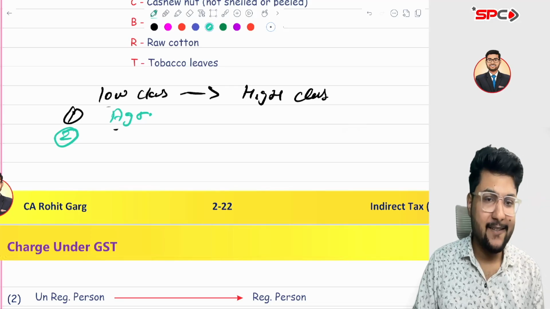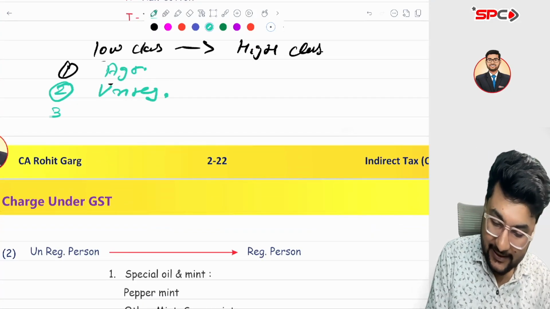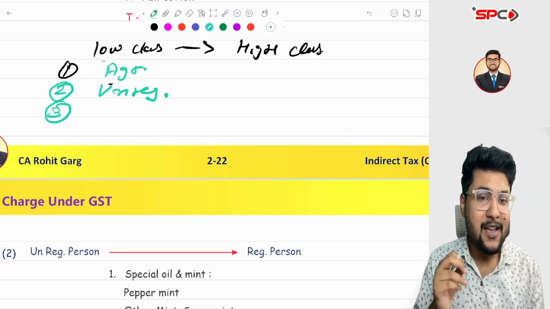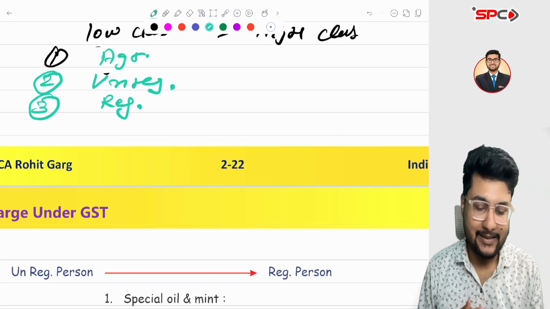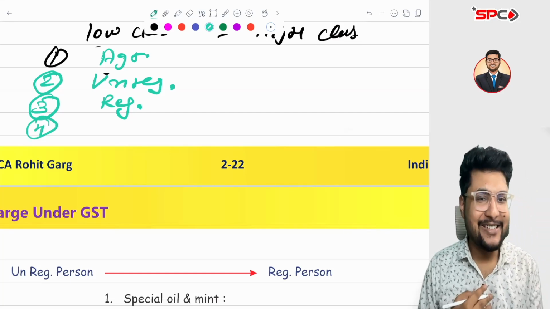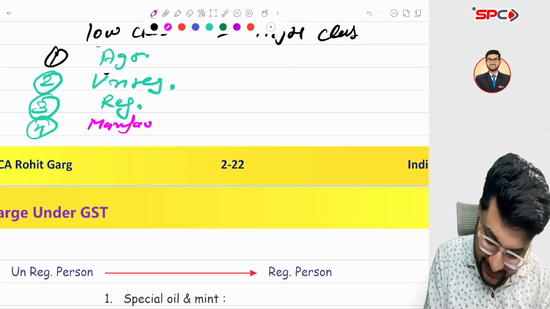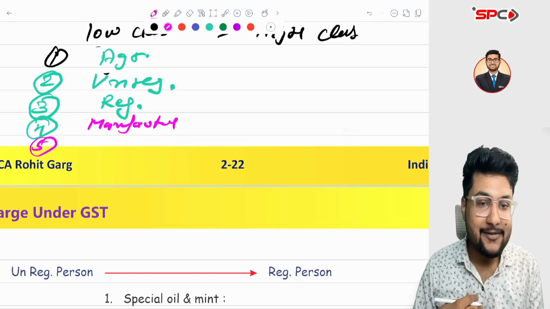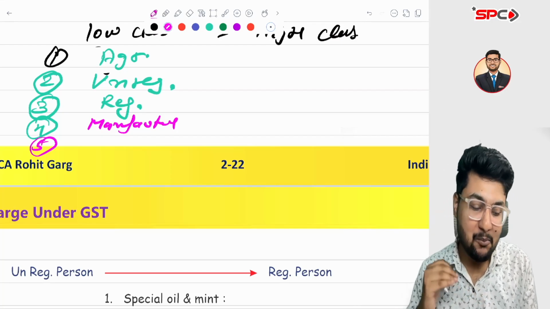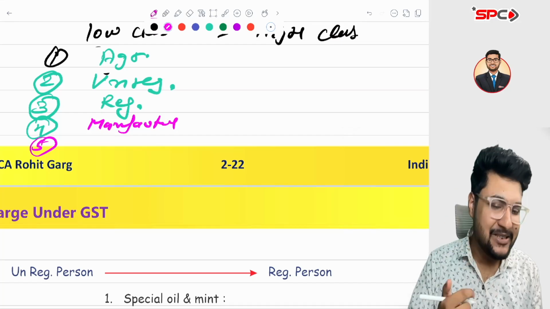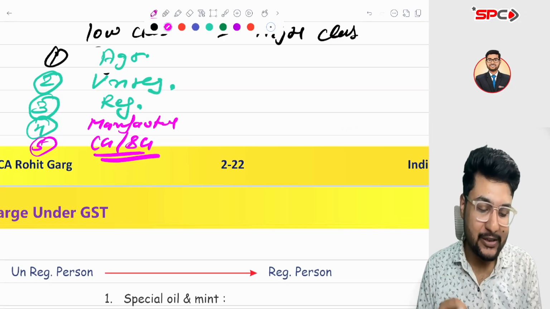Now after that, if we become a little bit rich, we become unregistered under GST. Third, if we earn a little bit more money, we become a registered person, right? After that, we establish a manufacturing plant and are called a manufacturer, right? Fifth, the richest and highest class person in India is the central government and state government.